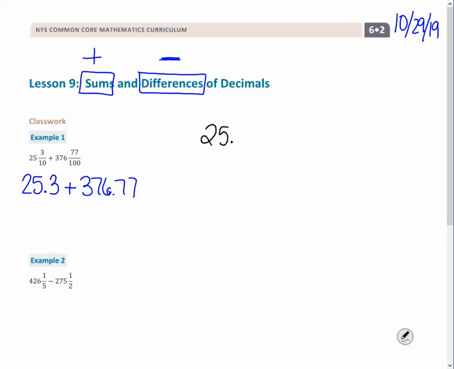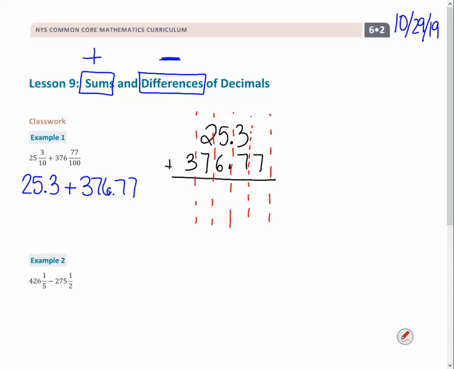So 25 and 3/10 plus 376 and 77/100. So the 77/100s go back here. We've got 6, we've got a 7, we've got our 3, lining up all of the place values. Now do not draw this on your paper necessarily, but notice that everything is in their little place value boxes, okay?